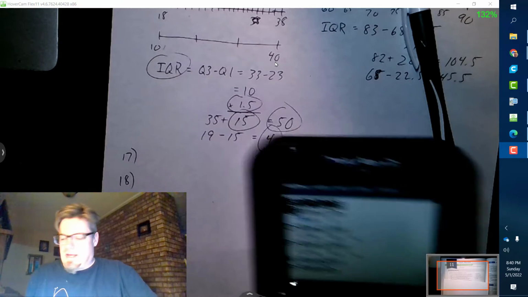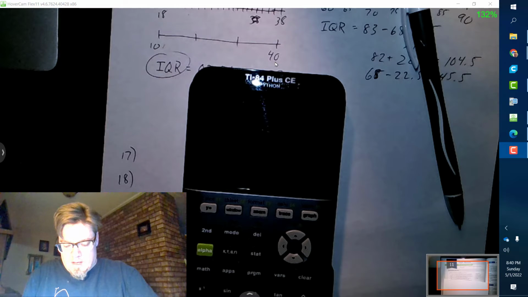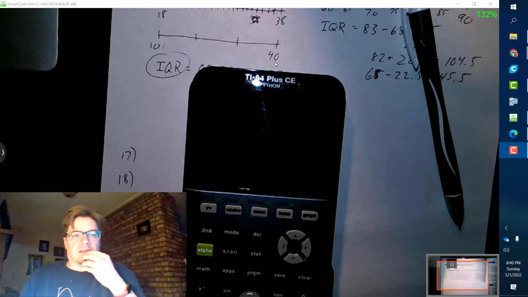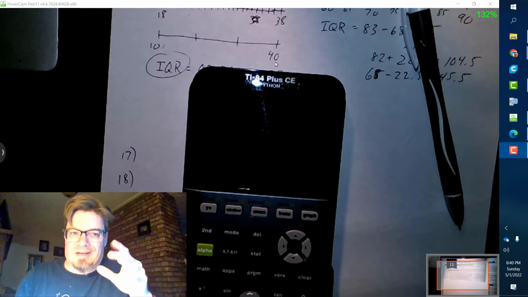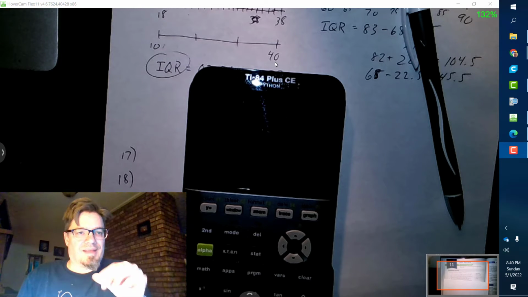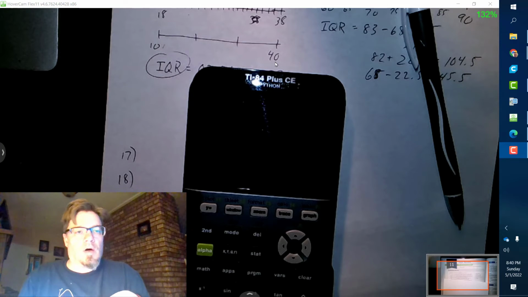So for 17 and 18, they asked about the measures of center and spread. Which measures of center and spread describe each data set best? That's something that I might have mentioned, but I don't think I mentioned it in every single class. When I first saw this, I thought they were just asking you to draw a box and whisker plot, but that's not what they're actually asking.